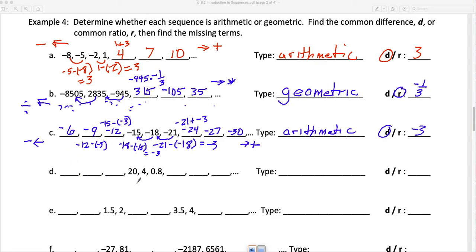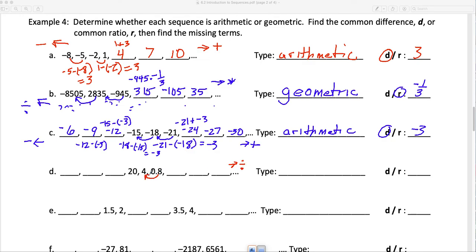All right, couple more. 24 and 0.8. This does not look arithmetic to me. We had a pretty significant drop from 20 to 4 and from 4 to 0.8. So I'm going to try dividing backwards on this one first to see if I can save myself some time. So let's go ahead and switch colors just so it's a little bit easier to see. And I'm going to try dividing backwards this time and see if that'll save me some time.